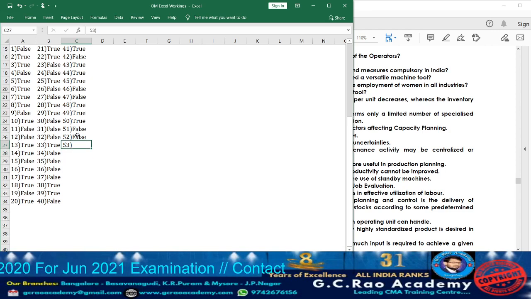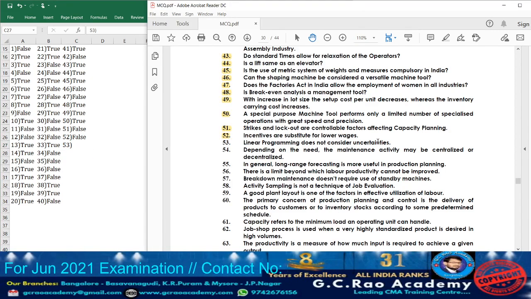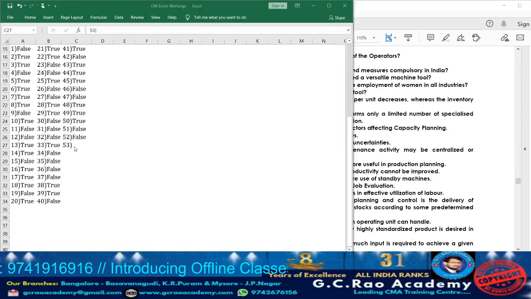Now moving on to statement 53. What they are telling, linear programming does not consider uncertainty. Is false, because in linear programming all the uncertainties will be taken into consideration and they are going to take the decision. So statement 53, again it is false.